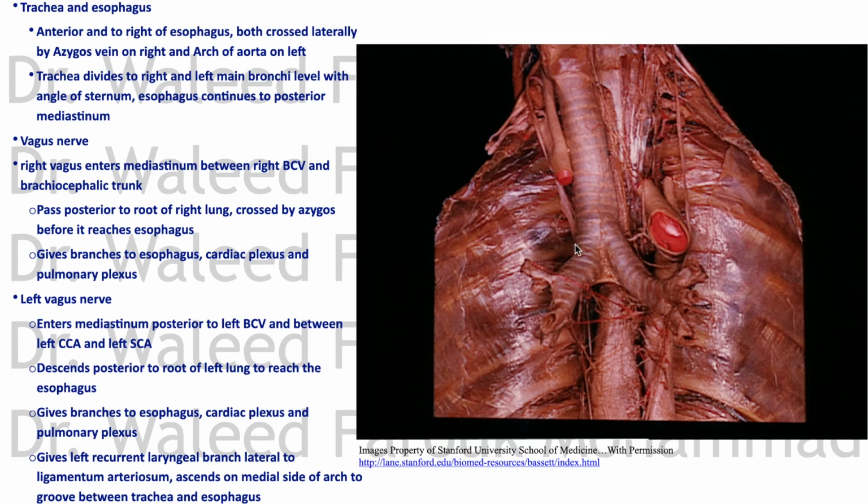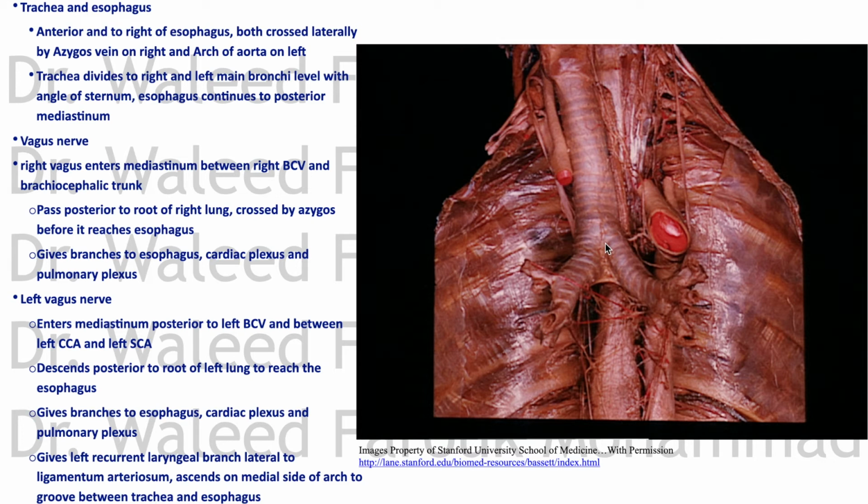So the right vagus behind the right root and the left vagus behind the left root, and on its way it gives branches to the esophagus, of course, the cardiac plexus and pulmonary plexuses for the nerve supply of the heart and lung respectively. And we talked about these in the last lecture. Yes, in the last lecture we mentioned the cardiac plexuses.